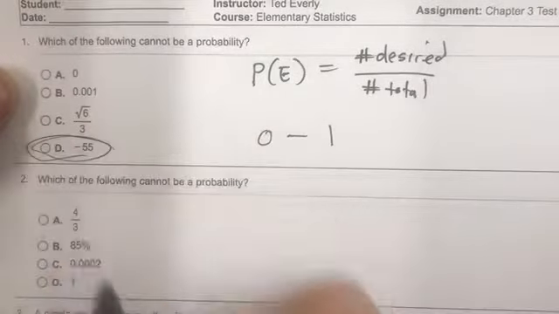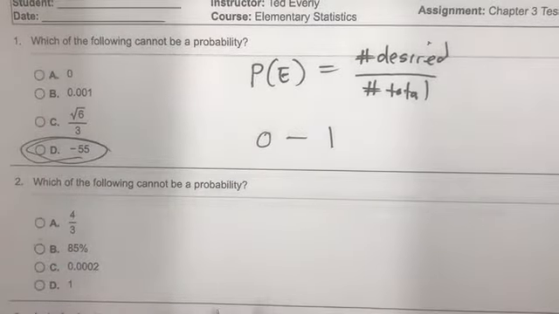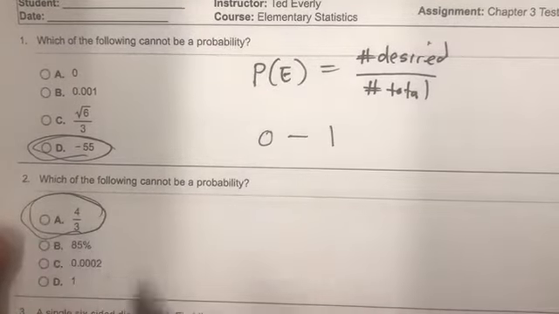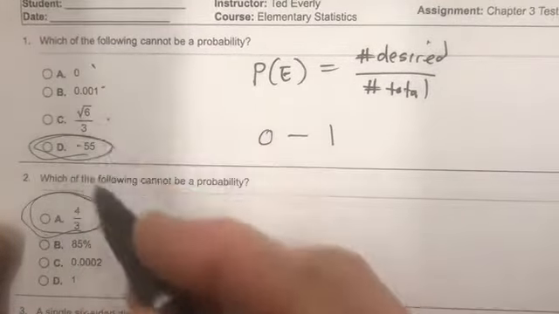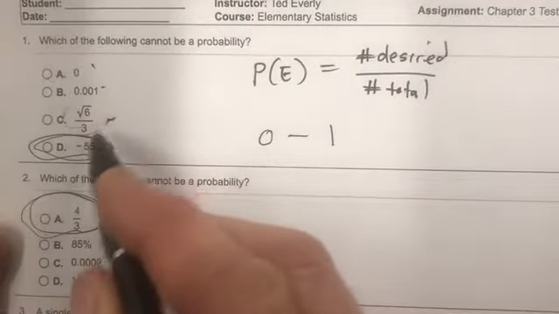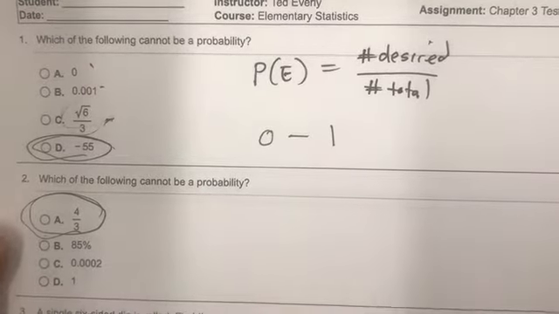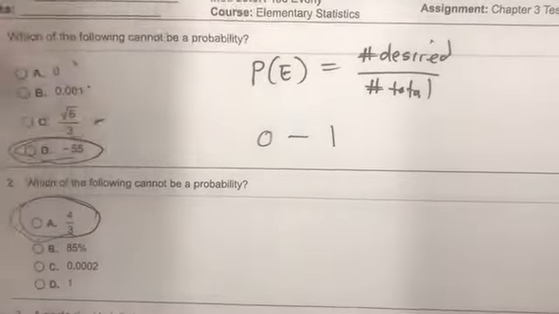This one right here just points right off. That's negative. You can't have negative. And right here on this one, 4/3 is more than 1, so you can't have that. These others are okay. If you divide this out, you'll see it's between 0 and 1. All right, so those are probabilities.